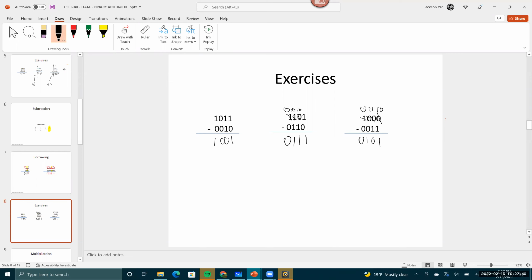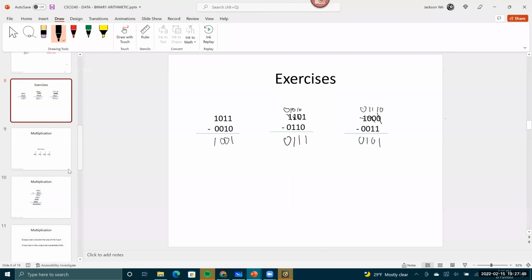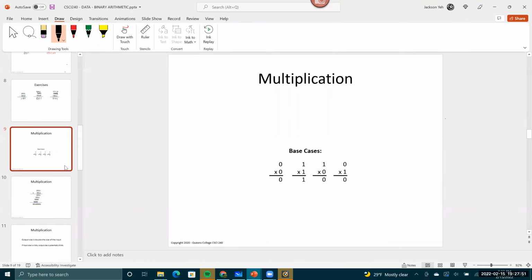So now let's move to multiplication. Multiplication also has base cases. So you multiply here: 0 times 0 is 0, 1 times 1 is 1, and then 1 times 0 is 0, and 0 times 1 is 0. So these are the base cases for multiplying. When they're a single bit, super, super easy.